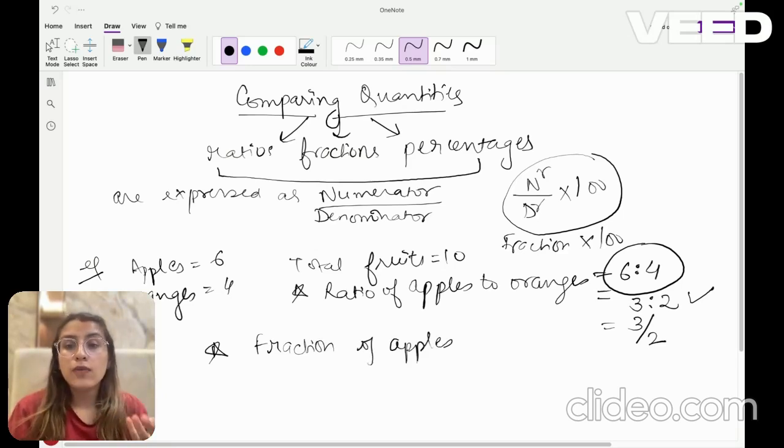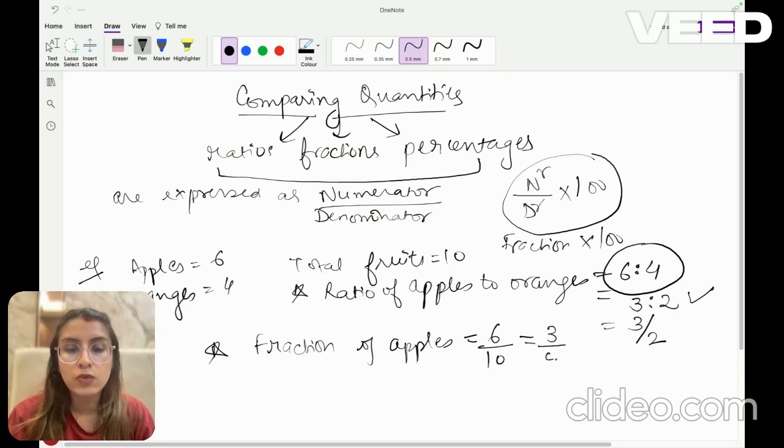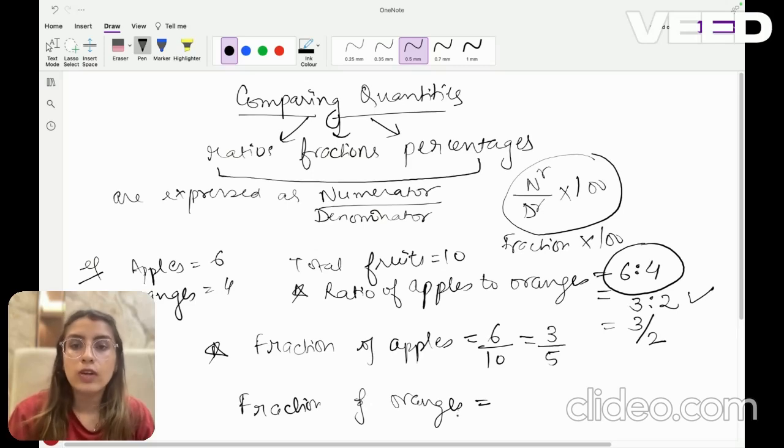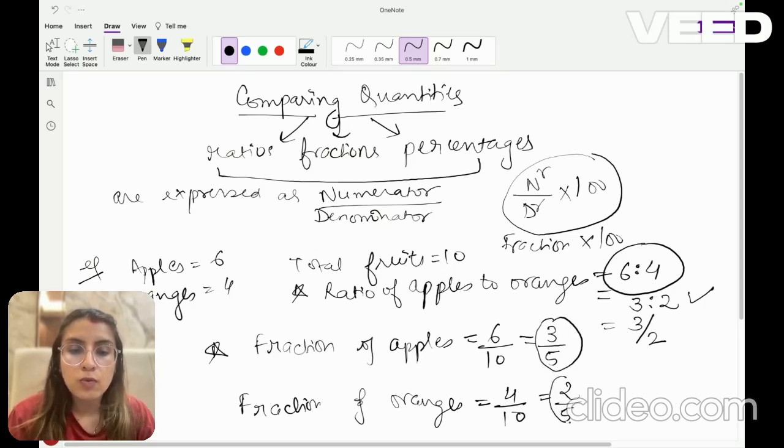Now we can find out the fraction of apples. What is the fraction of apples in the total number of fruits? The apples are 6 and the total fruits are 10. So we can reduce it, 2 threes are 6 and 2 fives are 10. Similarly, we can find the fraction of oranges. That is, what is the quantity of oranges in the total number of fruits? It is 4 upon 10. It will become 2/5.